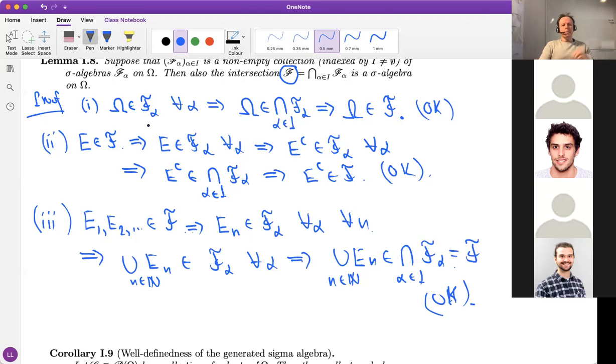And now what we did in this proof is that we checked, okay, omega belongs to F. We checked that F is closed under complements, and we found that F is closed under countable unions.